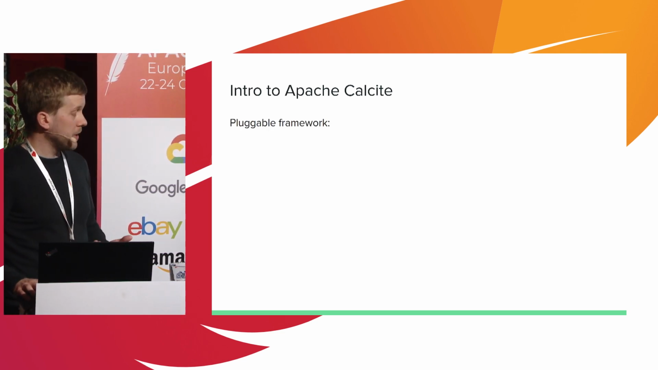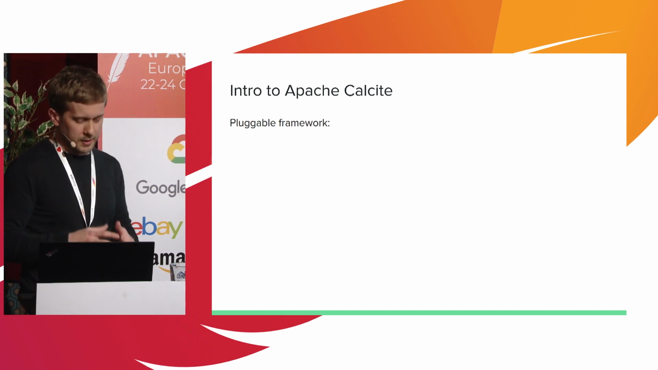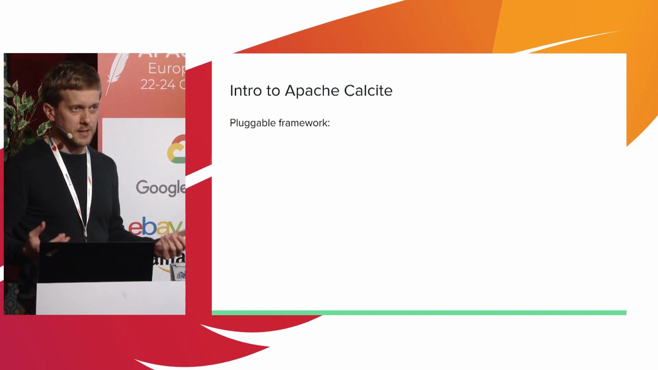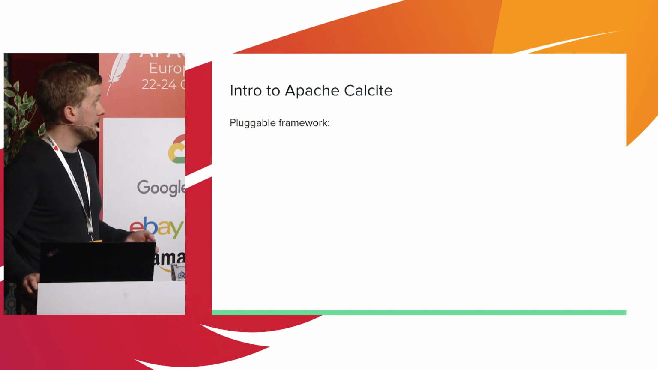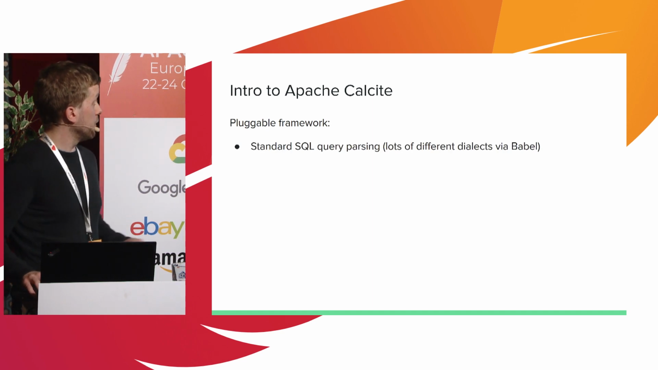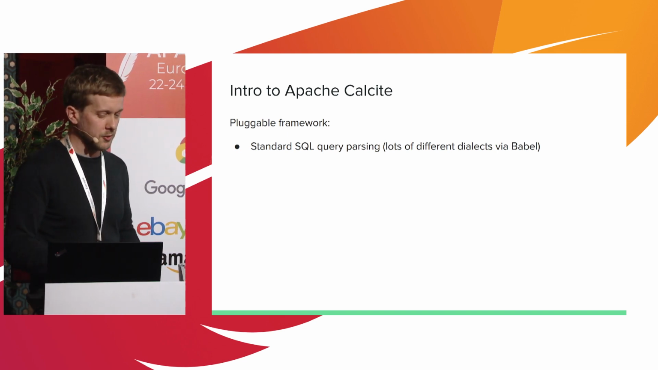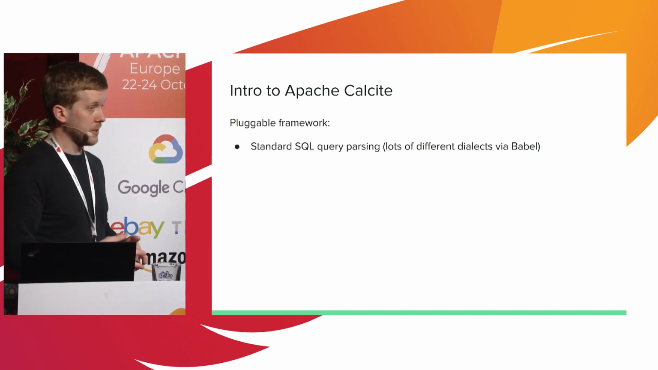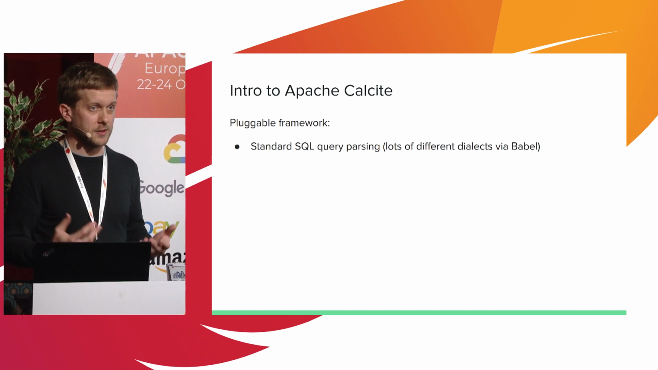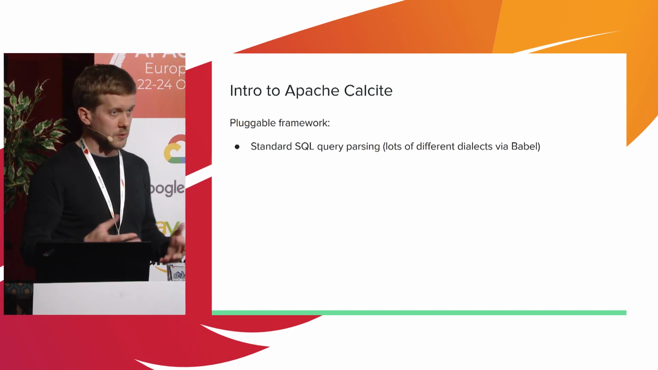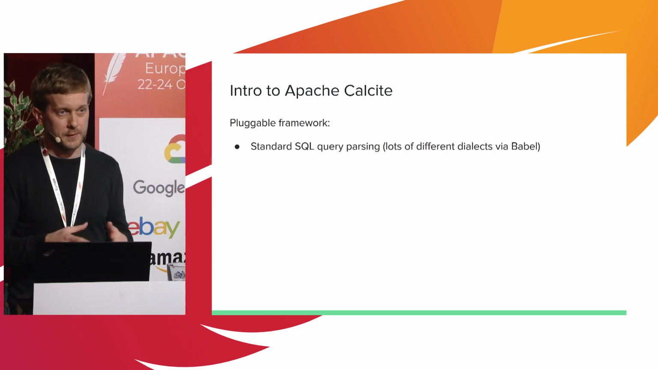So Apache Calcite, yeah, it's a pluggable framework. It's basically a collection of tools, of utilities that you can use however you like. So what does it have inside of the box? As mentioned already, it's got a query parser in there. This is for standard SQL. So standard SQL is kind of the default, but there are other ways of supporting a wider variety of dialects.